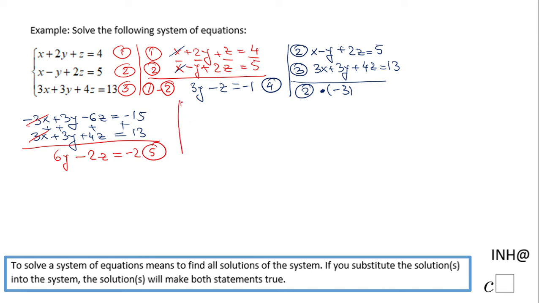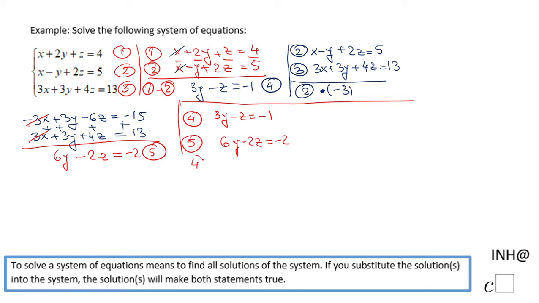So now I can move to the next stage, where I'm going to take equation number 4, 3y minus z equals negative 1, and equation number 5, which is 6y minus 2z equals negative 2. We have a system of equations with two variables, y and z. How can we solve that? I'm going to multiply equation number 4 by negative 2, because if I multiply 3y by negative 2, I get negative 6y.